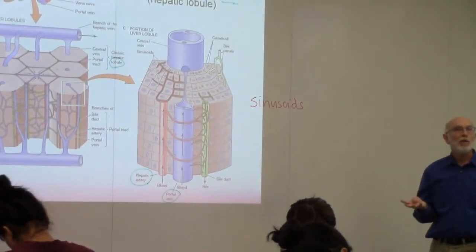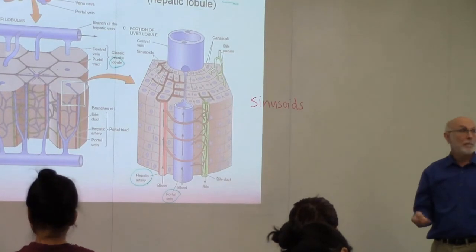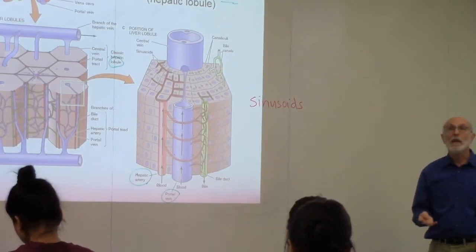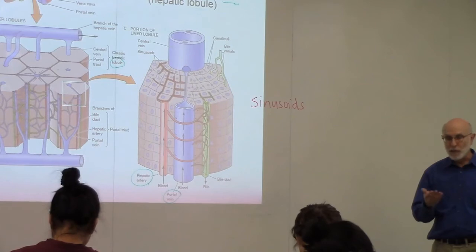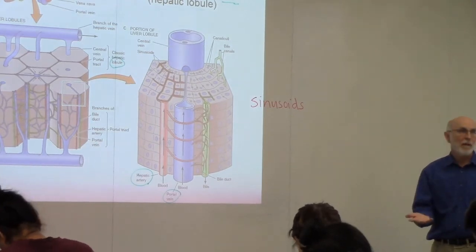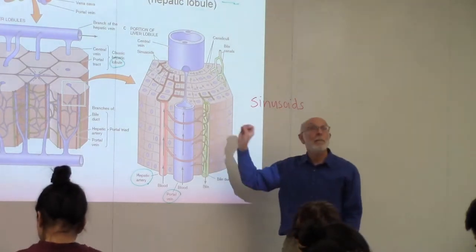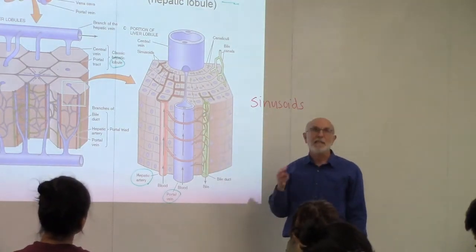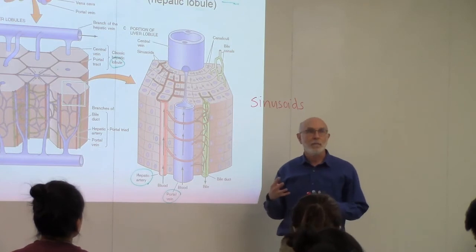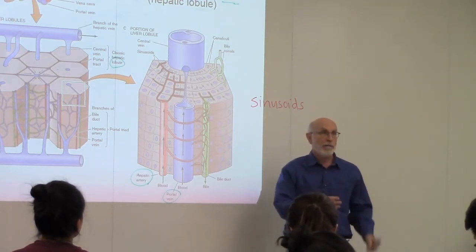Why do we have arterial blood going to the liver? The liver is metabolically active. It's doing a lot of work. It's using ATP. It needs oxygen to do its metabolic work. Why do we have venous blood coming to the liver? Because this is what's bringing the products of digestion to the liver.